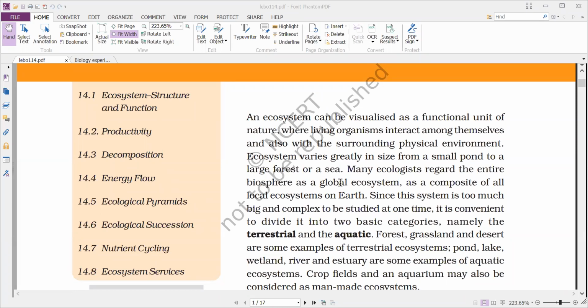So here we can consider the total earth also as one ecosystem, which is considered as the global ecosystem, a composite of all the local ecosystems on earth. The total earth or globe is one ecosystem, which comprises a large number of different smaller ecosystems. Since this system is too big and complex to be studied at one time, it is convenient to divide it into two basic categories, namely the terrestrial and the aquatic ecosystems.